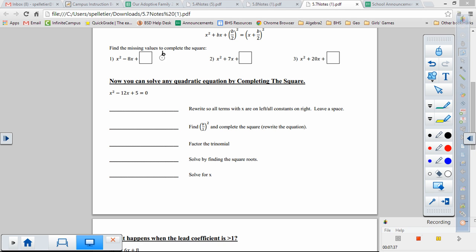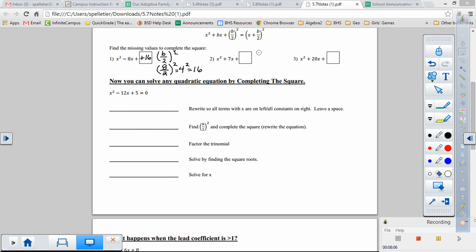So the last term is going to be half of the middle term squared. And so we don't worry about the sign here. We just take whatever that value is for the middle term, 8. We divide it by 2, and we square it. 8 divided by 2 is 4, and 4 squared is 16. So 16 would make this a perfect square trinomial. Half of 8 is 4, 4 squared is 16, so that actually works perfectly.